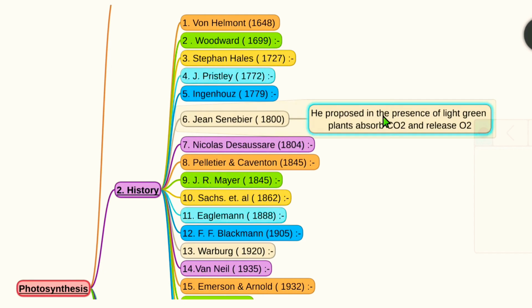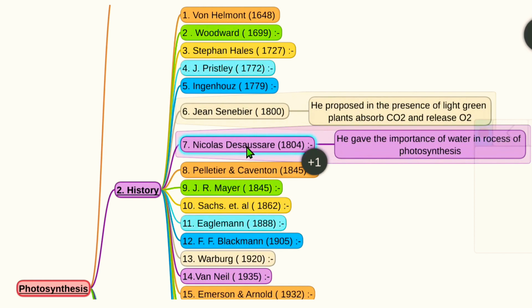He proposed that in the presence of light, green plants absorb CO2 and release O2. Next one is Nicolas de Saussure. He gave the importance of water in the process of photosynthesis.